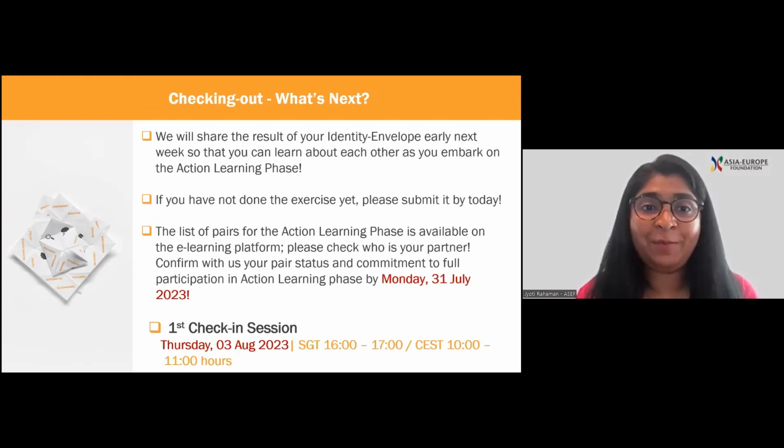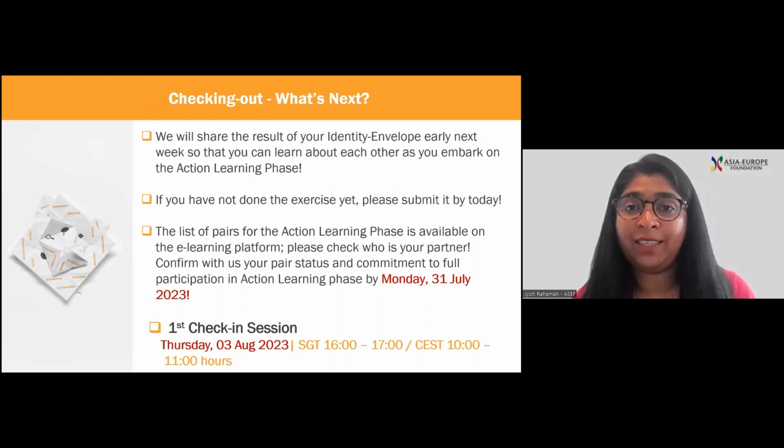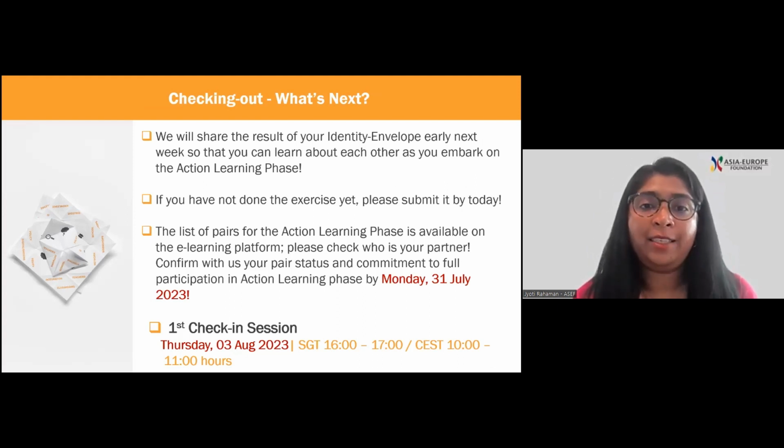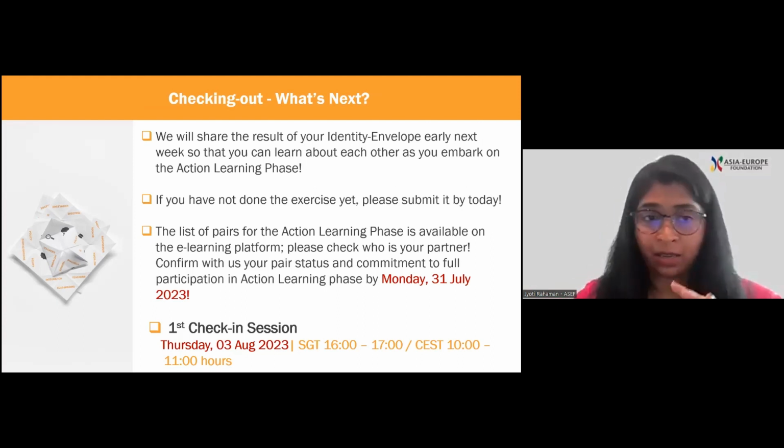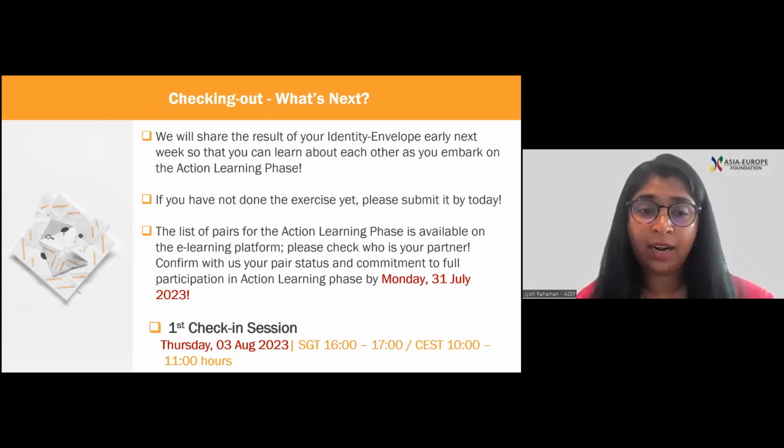And with that, we will be sharing the result of your identity envelope with all of you soon, so that you can learn about not just your team member, but also your other colleagues from the whole cohort. And if you have not submitted the identity envelope, it's crucial that you do it by today. And then the list of pairs is already available on the Action Learning section of the e-learning platform. Please check who is your partner, and we will also be sending you an email. The response that we expect from you is that you confirm with us that your pair status is strong, and that you are committed to fully participate in the Action Learning phase by Monday, 31st of July.